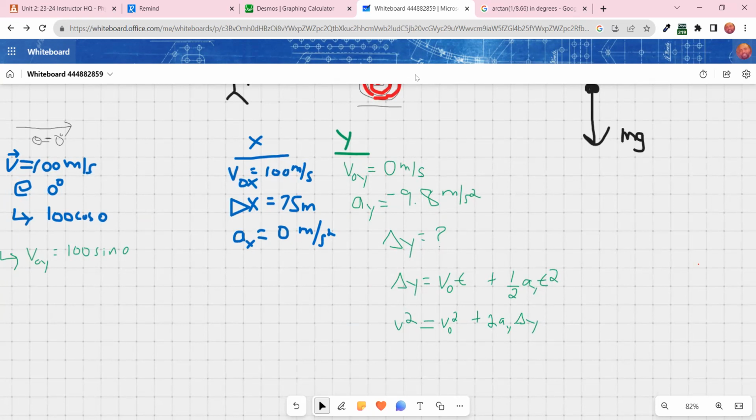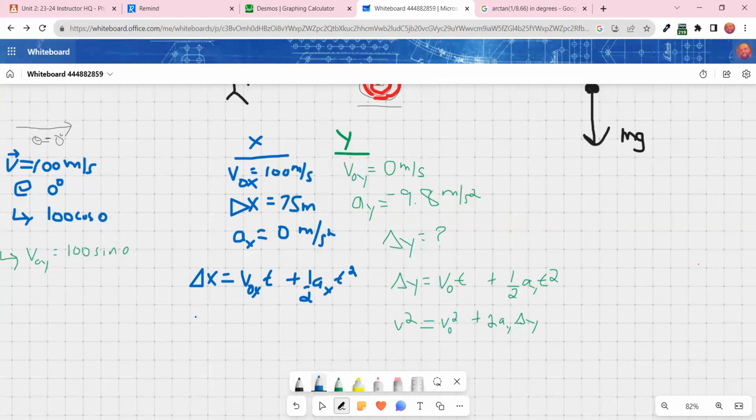What can I figure out from this information right here? Well, let's grab our equations. We have delta x equals v naught x t plus 1/2 a x t squared. We also have v squared equals v naught x squared plus 2 a x delta x. Which equation can I not use at all?